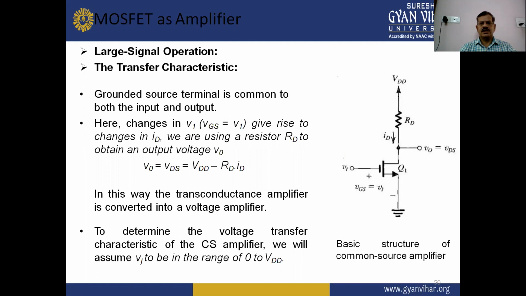So we are using a resistor RD to obtain an output voltage V0. The output voltage V0 equals VDS equals VDD minus RD ID. In this way, the transconductance amplifier is converted into a voltage amplifier. To determine the voltage transfer characteristics of the CS amplifier, we will assume Vi to be in the range of 0 to VDD, that is the DC biasing voltage across the drain terminal.